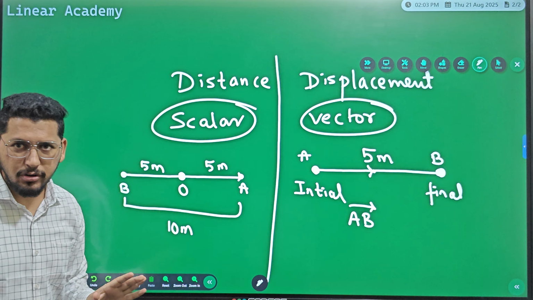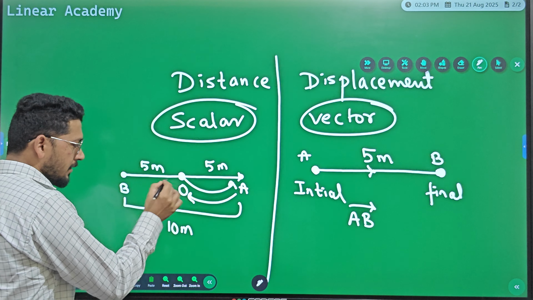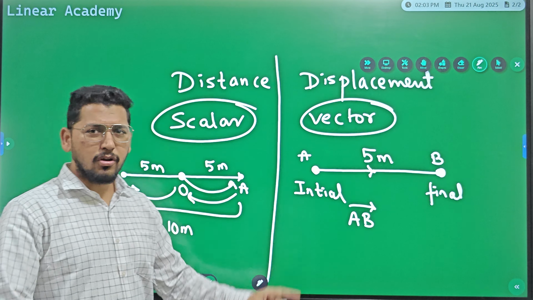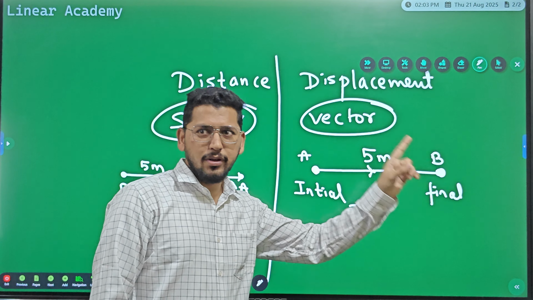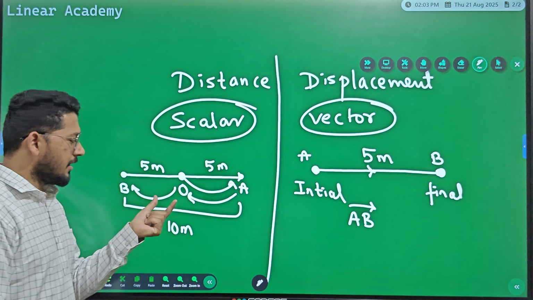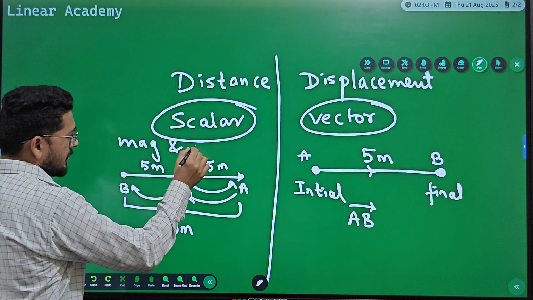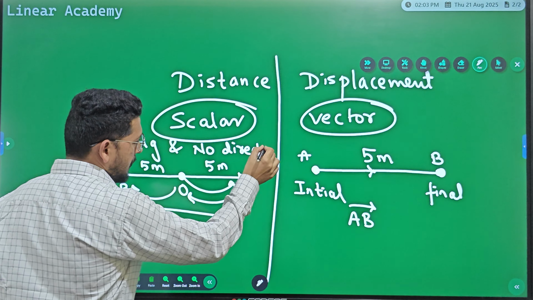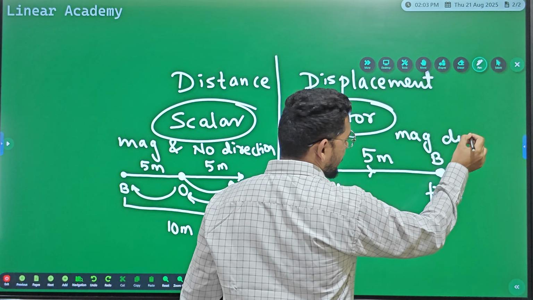In scalar quantity we are talking only about magnitude. We are not discussing direction, such as how the particle moves from A to O to A, or A to O, then O to B. Here the direction is changing. But in displacement only one direction is there, from point A to point B. So in scalar, we are talking about magnitude and no direction. Here we are talking about magnitude as well as direction.